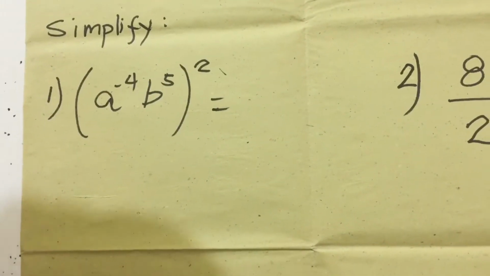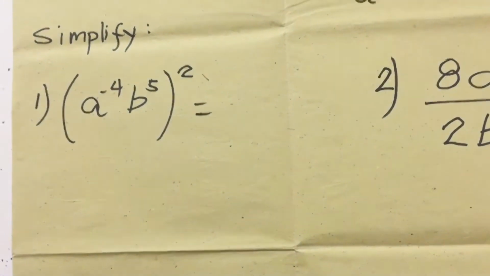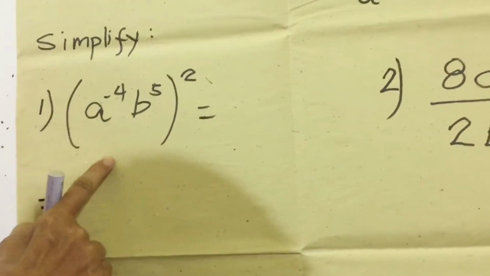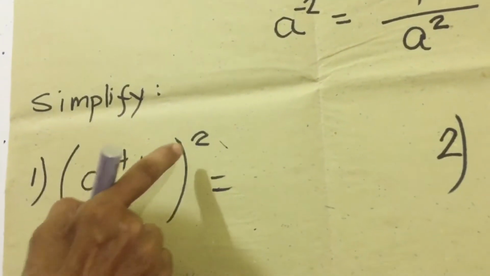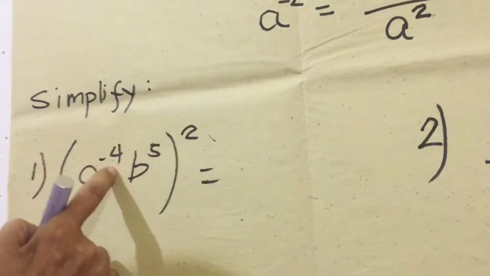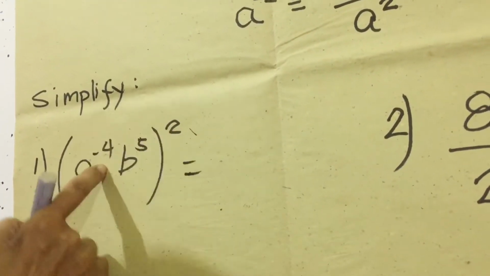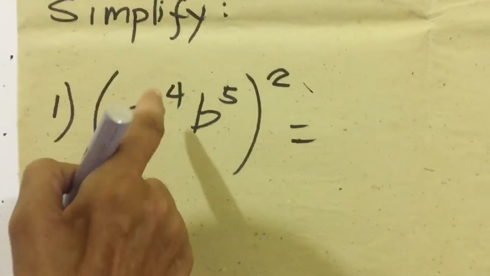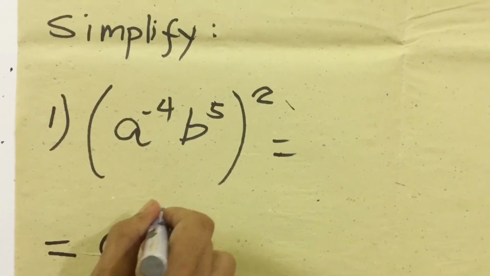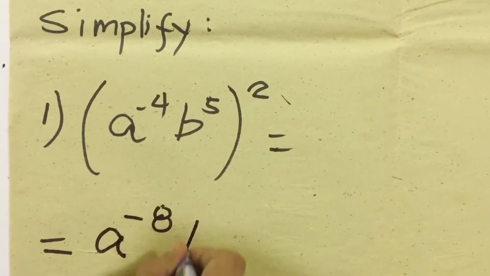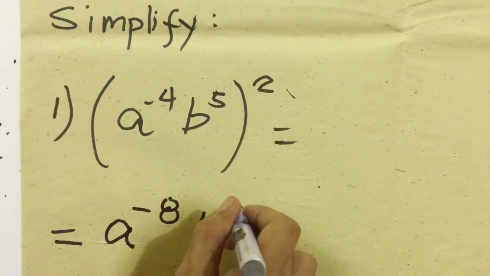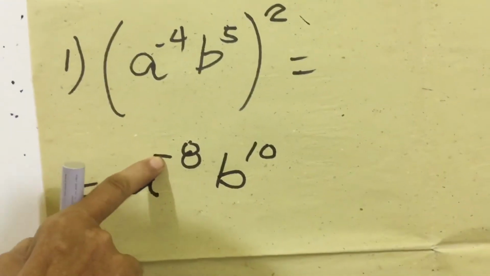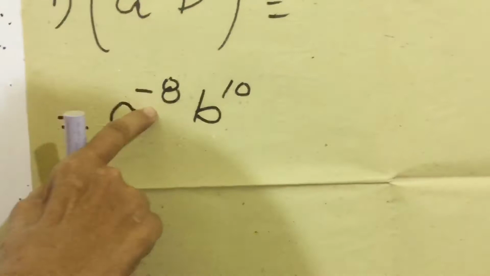Meron tayong tatlong example ngayon na dapat nating i-simplify. Okay? Equals. Ngayon ang gagamitin ko ay the power of a power law. So, pag power of a power, kailangan natin i-multiply ang exponent. Copy the base. A, negative 4 times 2 equals negative 8. Then, B, 5 times 2 equals 10. Since to simplify, to remove the negative, kailangan yung final answer natin walang negative na exponent.